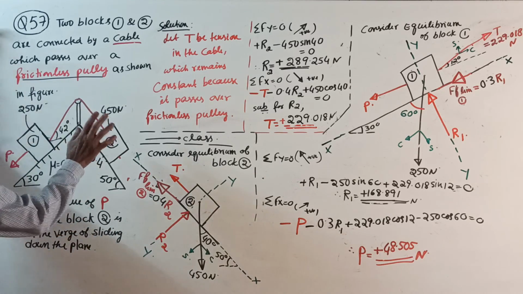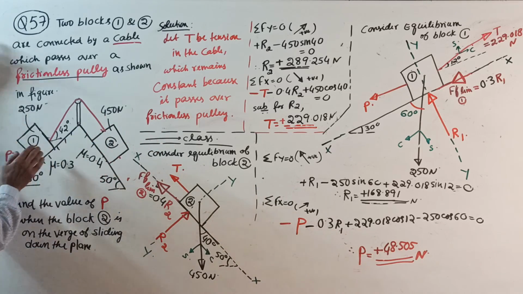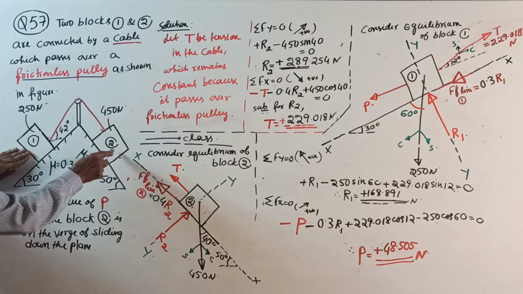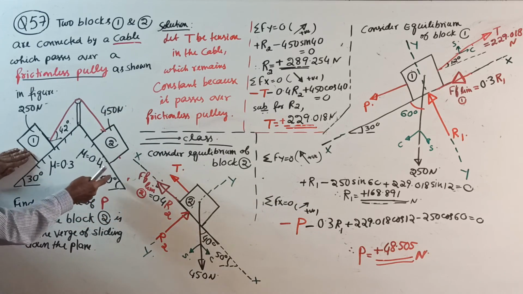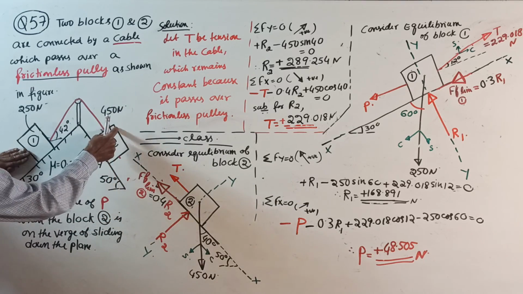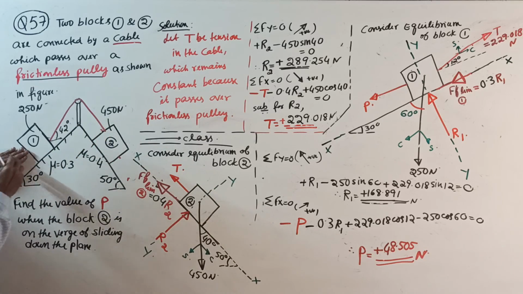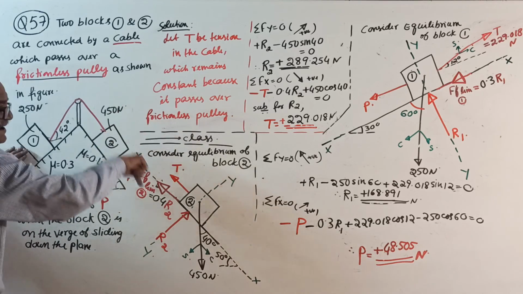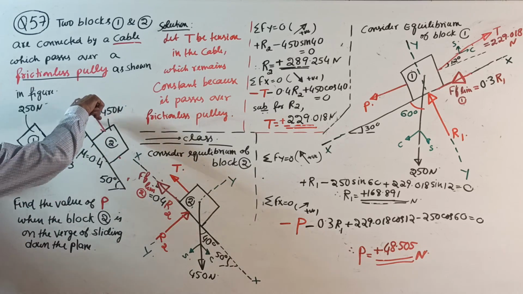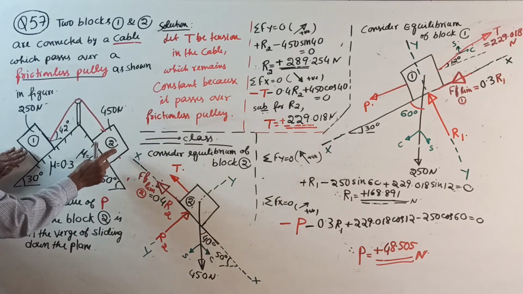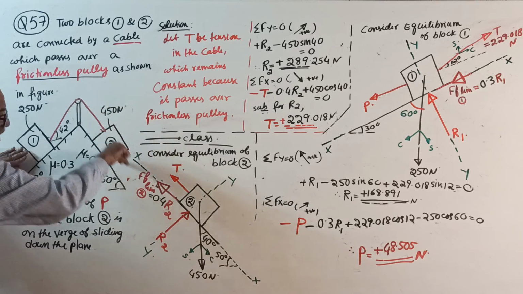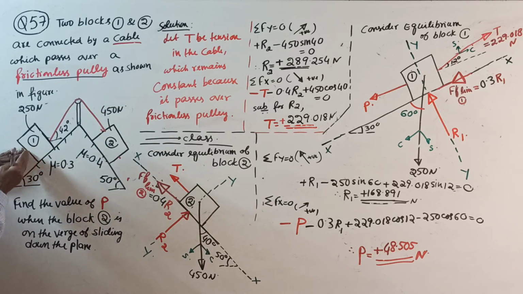So now, not much here. See, if the P is not there, what will happen? Block 2 will slide down. Why? Because of the way the question is, you can make out the steep angle and heavy weight here. If P is not there, block 2 will slide down. When block 2 slides down, block 1 will move up. Remember, when block 2 slides down, block 1 will move up.